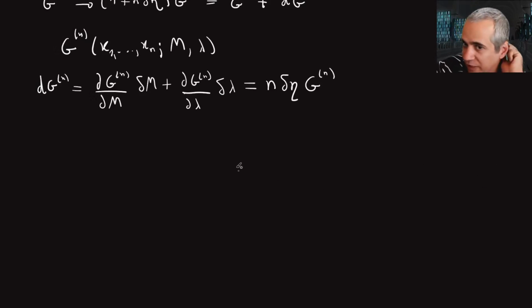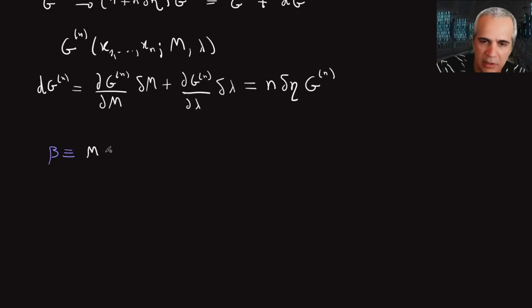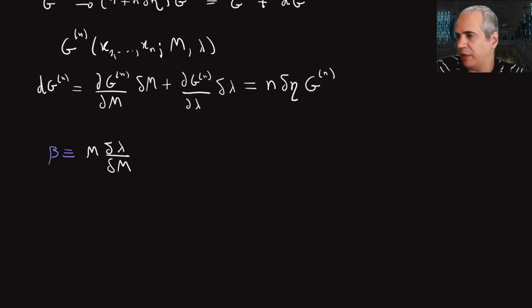The first one is I like to rewrite these two pieces in terms of this piece and this one, in fact, in terms of very important quantities. So first, I'll define something called the beta function. If you ever heard anything about renormalization before, you heard about the beta function. And this will be defined as m times delta lambda over delta m. This is the beta function.